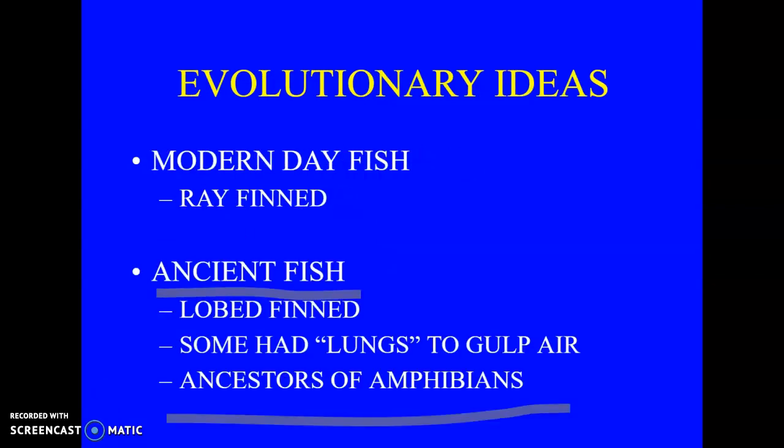Just let me go ahead and continue and speak about this for one moment. Some evolutionary ideas, what the evolutionists think is that our ancient fish were more lobe-finned, and some of them had lungs, and they may have been the ancestors of our present-day amphibians. So that's just something I want you to be aware of if you're ever asked that question.